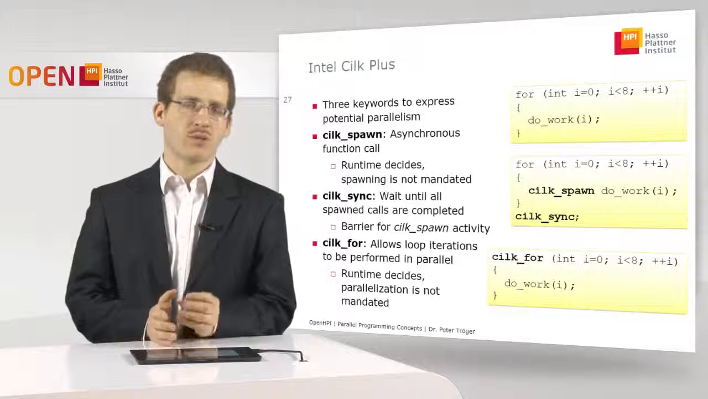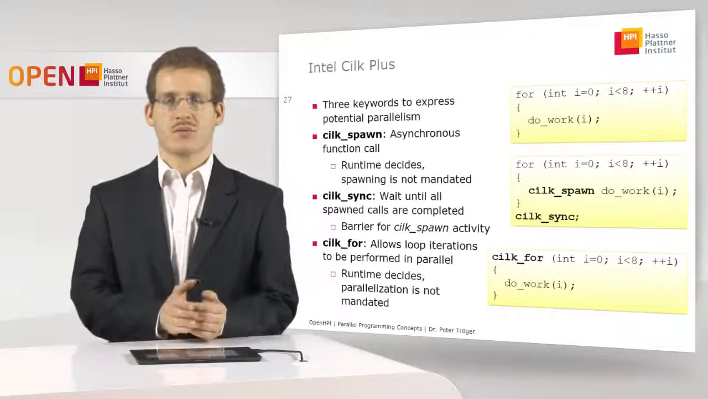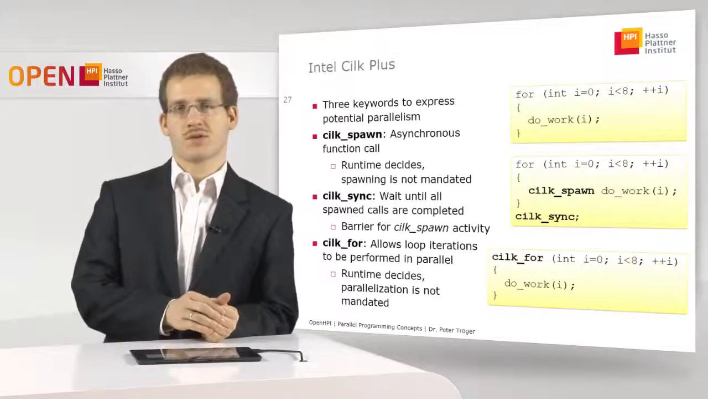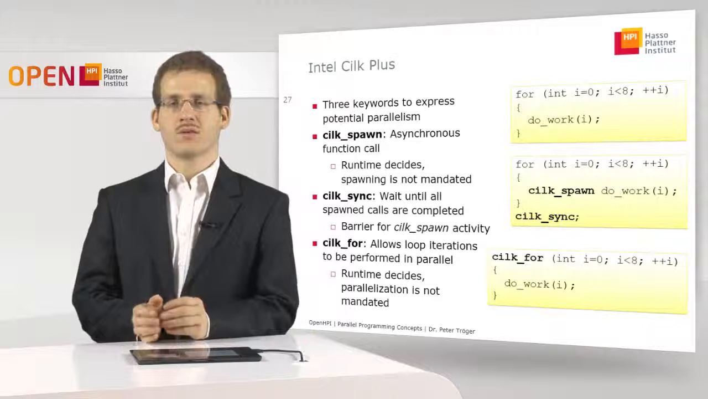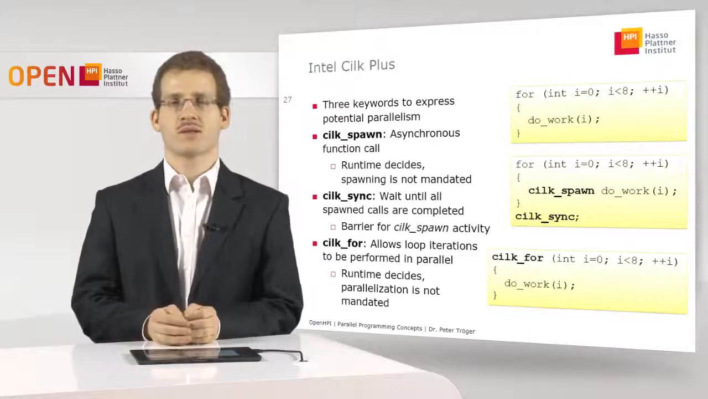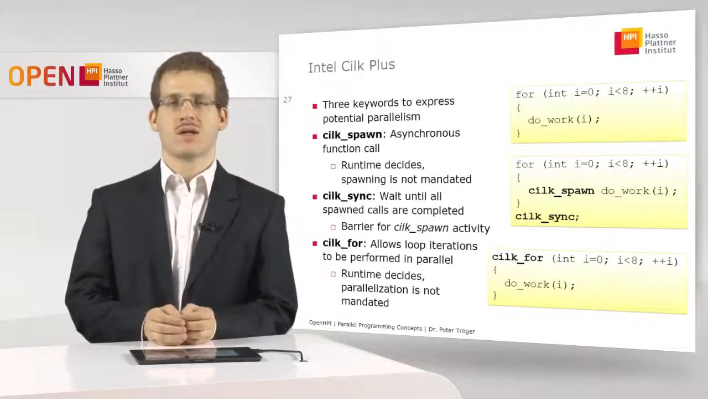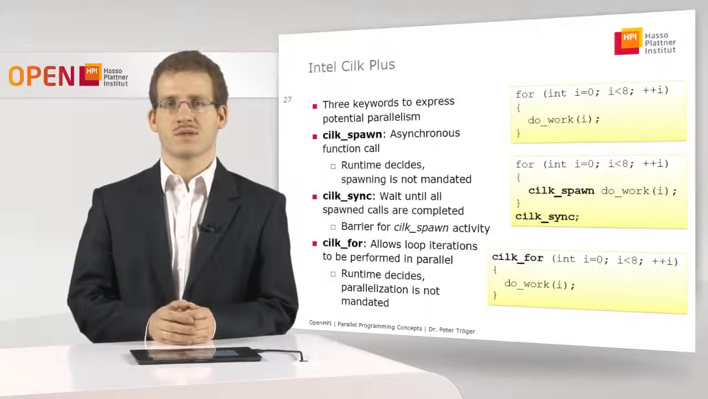The third primary keyword in Cilk is cilk_for, and this is comparable to the loop parallelization approach in OpenMP. So cilk_for allows you to declare that the following loop should be executed in parallel. The loop iterations should be chopped up into different chunks, and these chunks are then executed concurrently by a couple of tasks, and if you have the parallel resources, they are mapped to it.